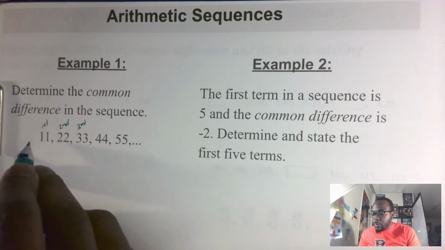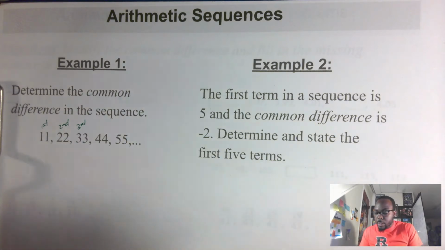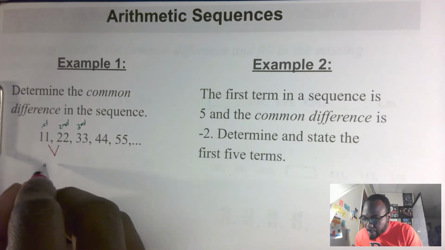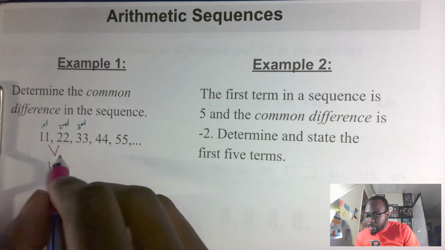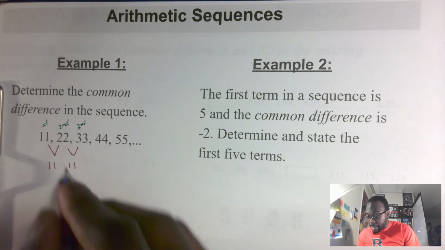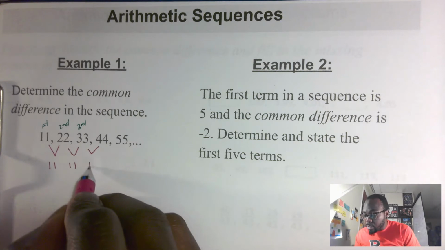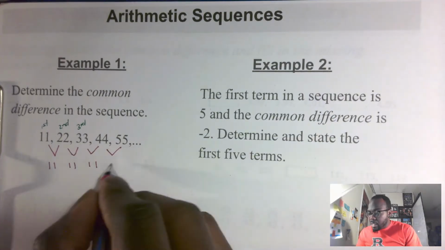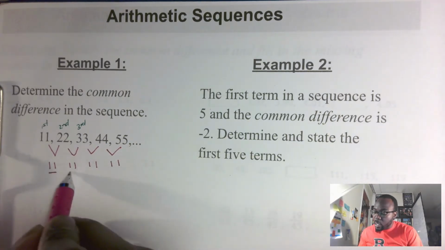So from our first to our second, there's a difference, there's a pattern. So here, if we look at our first term and then we go to our second term, we realize that there is a difference of 11. If I go from my second to my third, I also realize that there's a difference of 11 again. So you're starting to see a pattern. If I go from my third to my fourth, there's also a difference of 11. And if I go from 4 to 5, there's also a difference of 11.